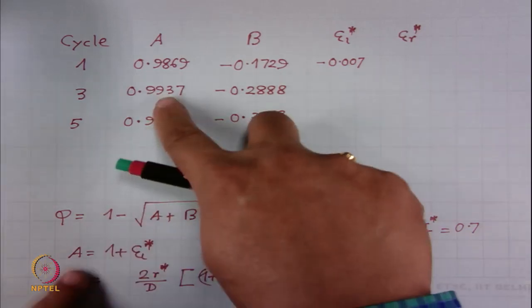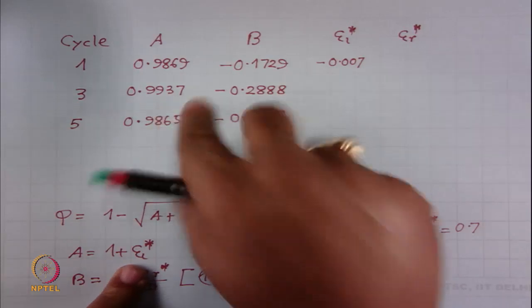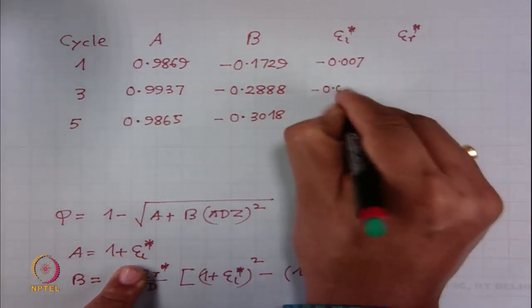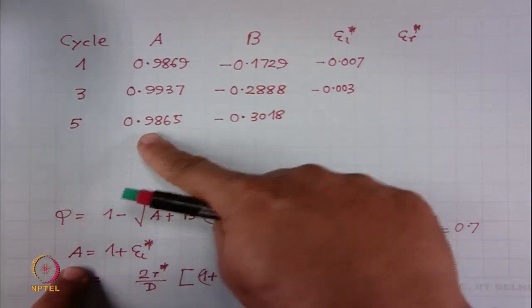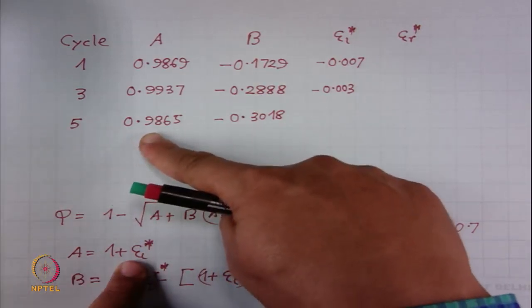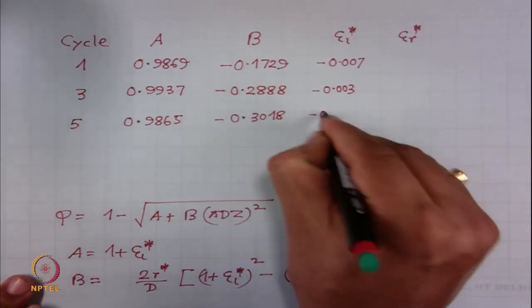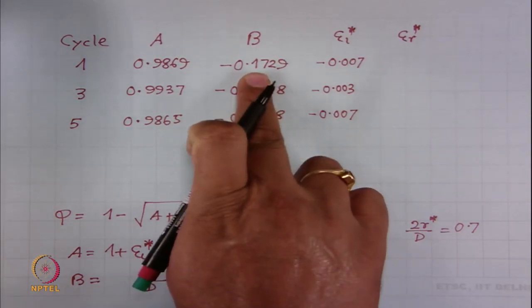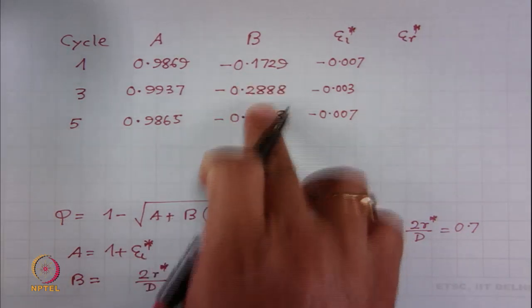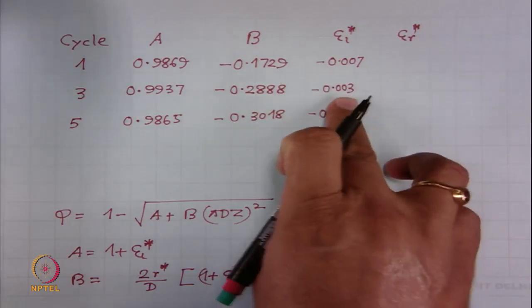Similarly, if we substitute A here, we will obtain the value of epsilon star for the third cycle. It was this. Similarly, if we substitute A equal to this in this equation, you will find the value of epsilon L star, this value will be 0.007. You know B already for the first cycle, third cycle, fifth cycle. You know epsilon L for the first, third, and fifth cycle.